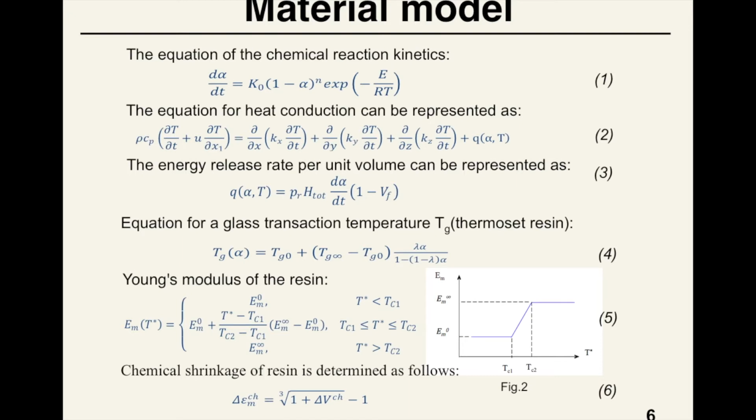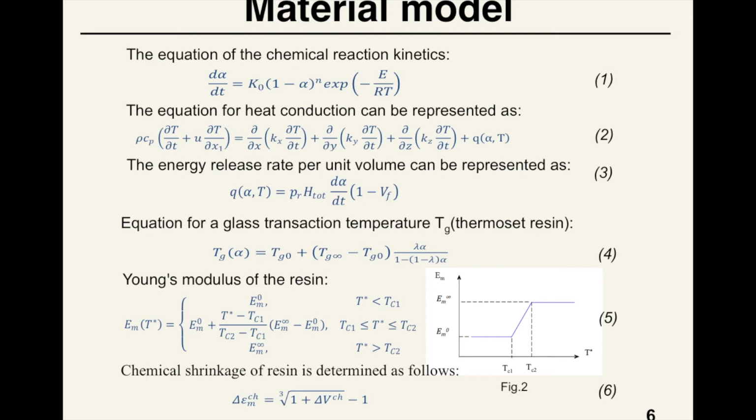The degree of cure rate of change depends on temperature and on the attained degree of cure and can be expressed by kinetic equation 1. For a thermoset resin, glass transition temperature Tg is related to the degree of cure and can be found by the DiBenedetto equation, where Tg0 and Tg infinity are glass transition temperatures for the uncured and fully cured resin respectively. Lambda is a material constant determined experimentally. Alpha is the degree of cure which takes values in the range from 0 to 1, uncured and fully cured resin.